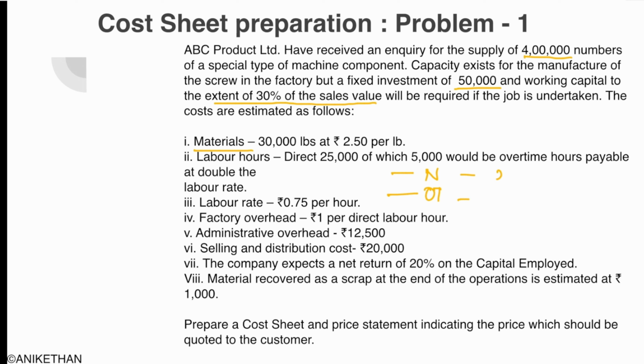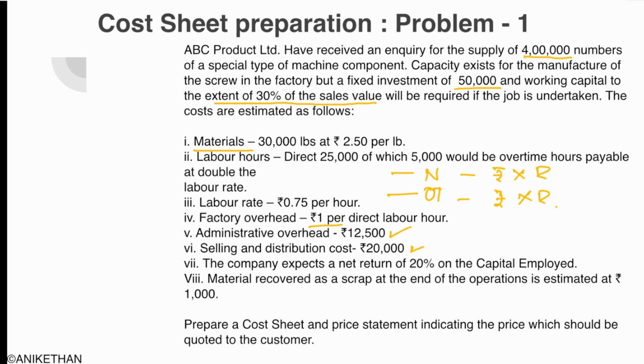So two amounts will come. Labor rate is given, so multiplied by rate, you will have to calculate using the labor rate. Factory overhead, 1 per direct labor hour. So factory overhead recovery rate is given. Total 25,000 labor hours, so 25,000 rupees. Administration overhead directly given, selling and distribution overhead directly given.